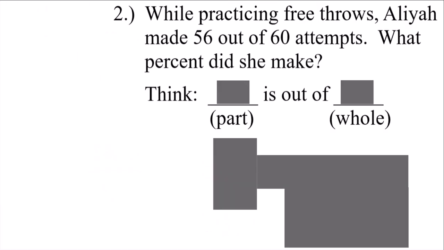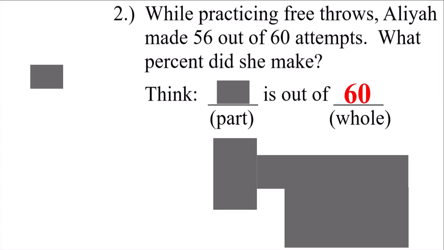All right, problem number 2. Let's do this one together as well. Then you'll eventually do 3 and 4 on your own. While practicing free throws, we're talking basketball here, Aaliyah made 56 out of 60 attempts. What percent did she make? Okay, so the 60 is definitely the whole amount. That's the total that she attempted. Attempted is another word for tried.